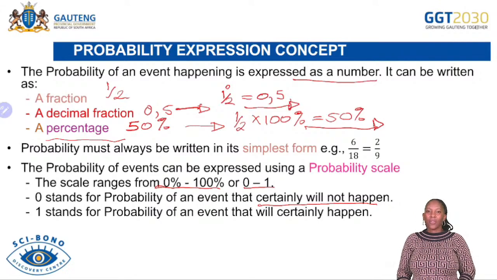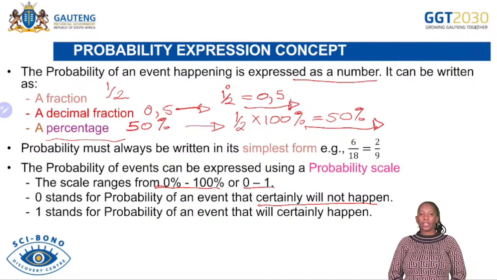So 1 stands for, meaning there is that chance. We are so certain that this is going to happen. But with the 0, there is no chance of that happening. That is what we are referring to.